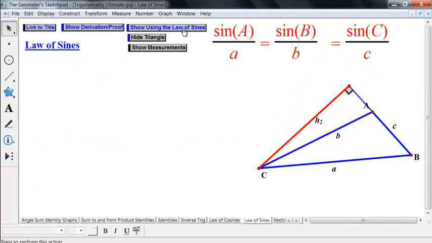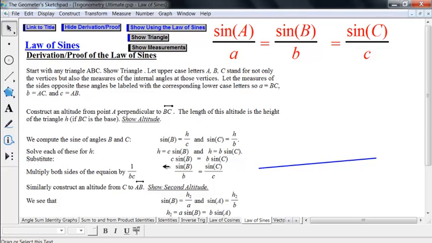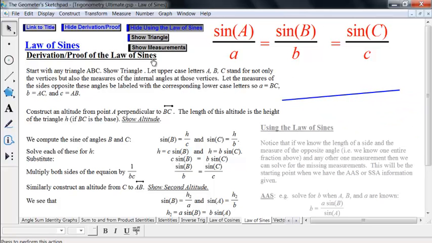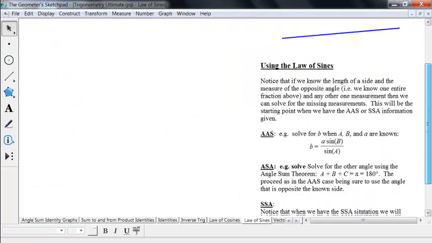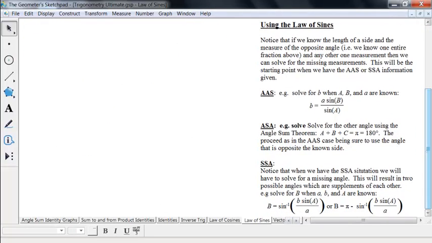So let's go back here and hide a few things, and let's talk about how we might use the law of sines. Notice that we know the length of the side and the measure of the opposite angle. So we know one of those entire fractions. Then if we know one other measurement, we can solve for at least one missing measurement. So this will be the starting point when we have either the AAS or SSA information given.